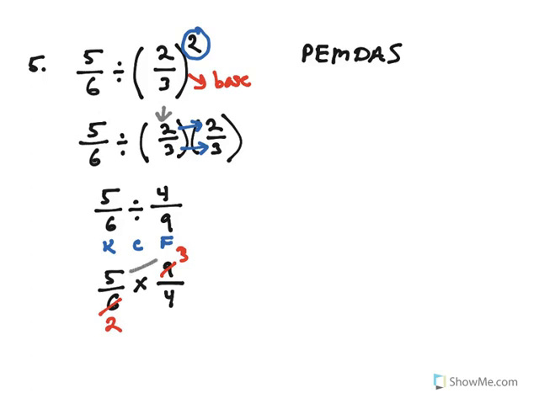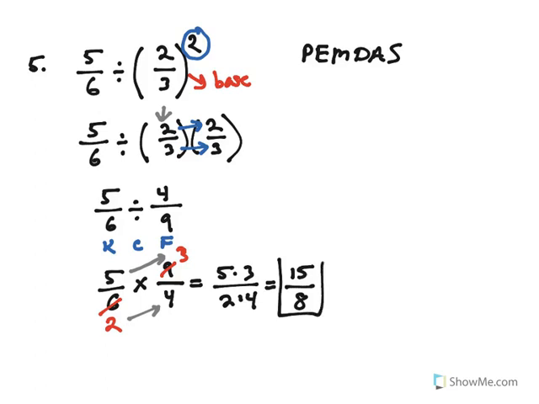So now we're just going to have, when we multiply 5 times 3 and 2 times 4. And that's what we have. Okay, and this will make the fraction reduced, so you don't have to do it at the very end. Okay, so what is 5 times 3? Well, that is 15 over 8. Okay, so that would be the answer.